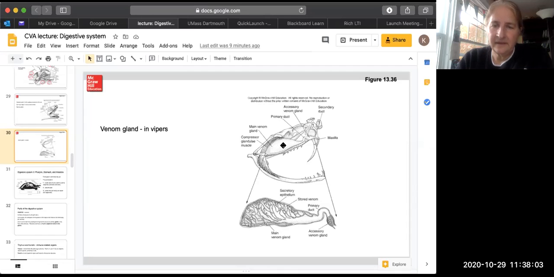And again, I think I showed you this. There's actually a little canal as the fang comes out and goes into the prey. That is literally like a little needle injecting venom into the prey. So they strike, stab it, and then they don't hold on to the prey. They'll strike, just inject the venom, wait for it to die, and then go and ingest it.